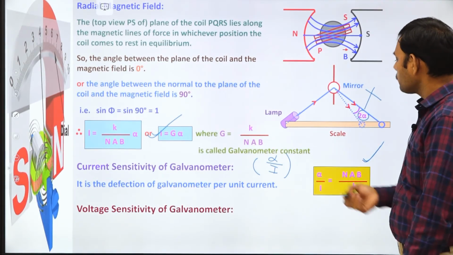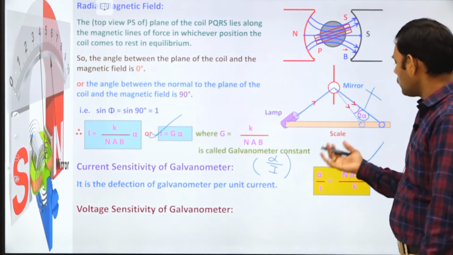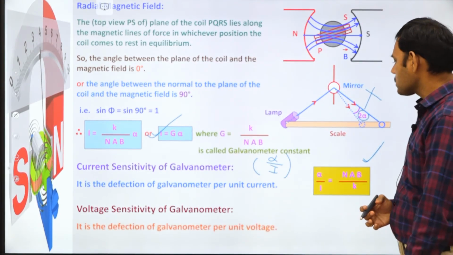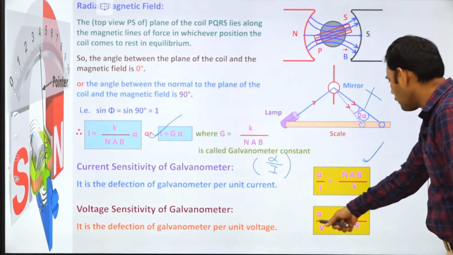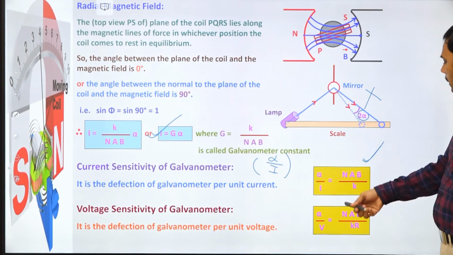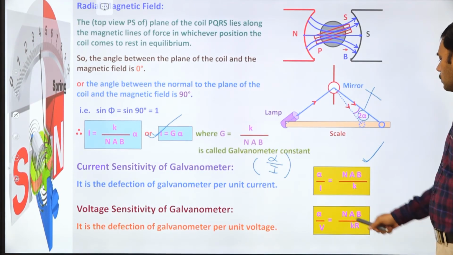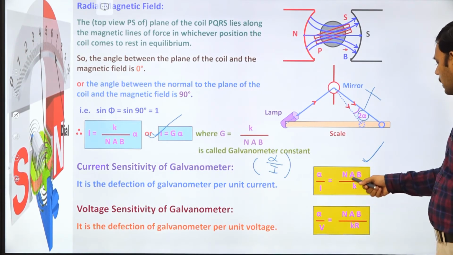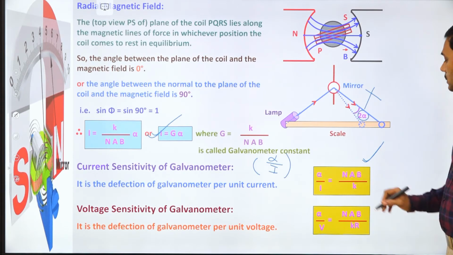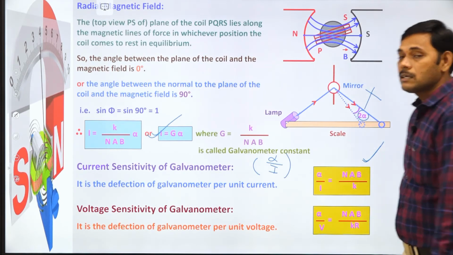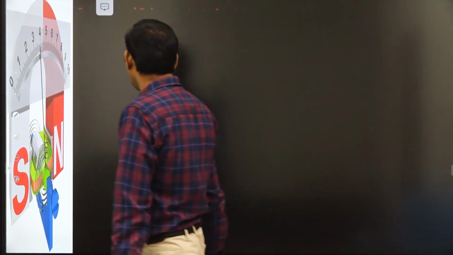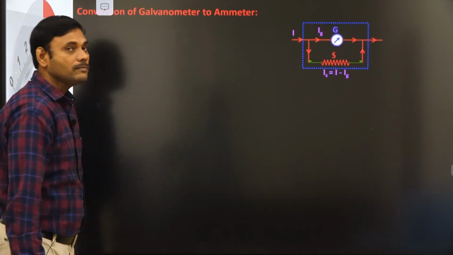Then voltage sensitivity, that is deflection per unit voltage. Very simple thing: alpha by V. We know that V is equal to IR, so alpha by I is known for us. That's why NAB by K and NAB by KR are the expressions for current sensitivity and voltage sensitivity respectively.